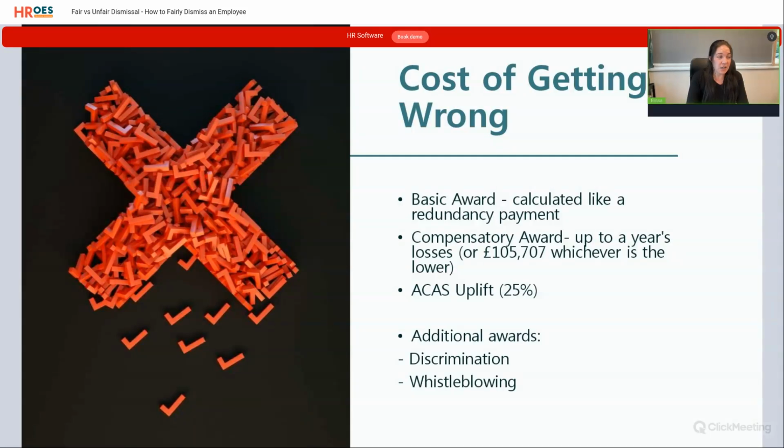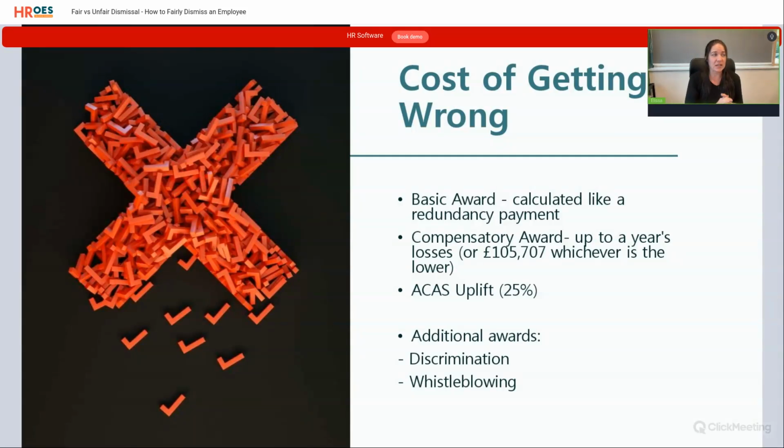I believe now we're at £115,000 for this. I'll double check before we come back at the end. So yeah, £115,000. So 115 and 115 is basically what the maximum award is. So I'm just going to put that in the chat there. So compensatory award, that is now the maximum. The maximum for the basic award is £21,000. So we are looking at some fairly substantial figures if we get this wrong, as well as the ACAS uplift of 25%. And not to mention, if we then fall foul of other things like discrimination, whistleblowing, we could be getting into some serious hot water.